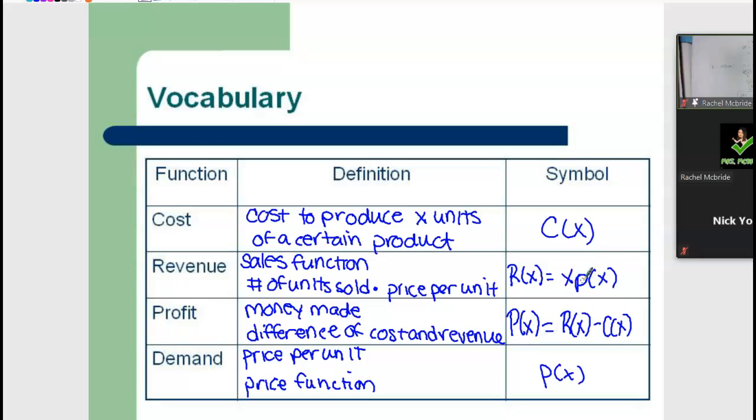This is a lowercase p. Uppercase P stands for profit. Profit equals revenue minus cost. And demand is P of X. So anybody in econ, you've probably seen or used these types of terms in the past.